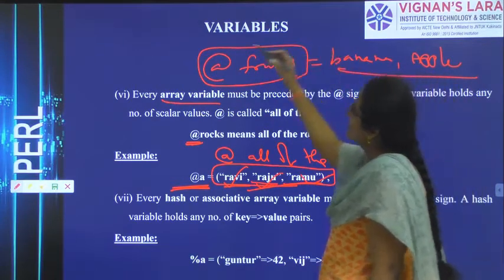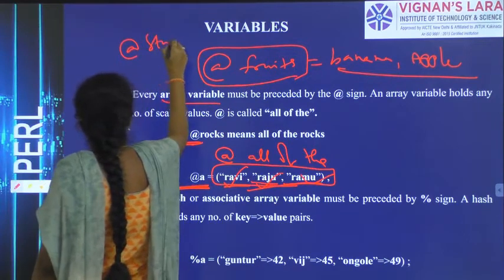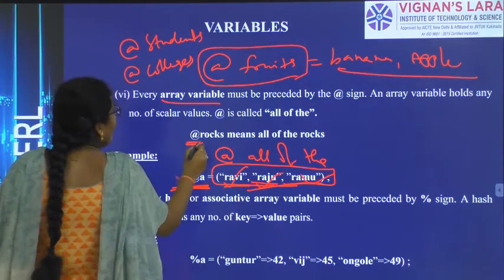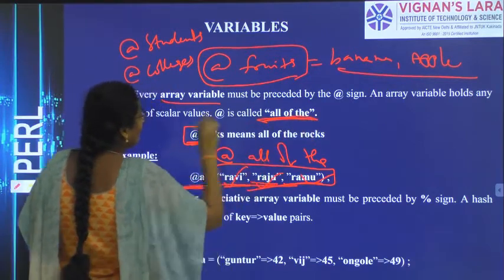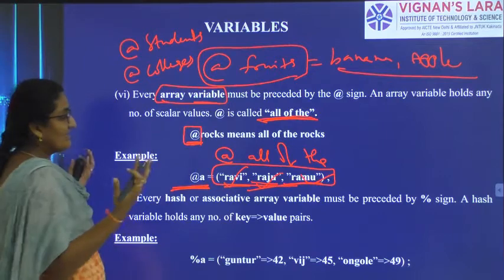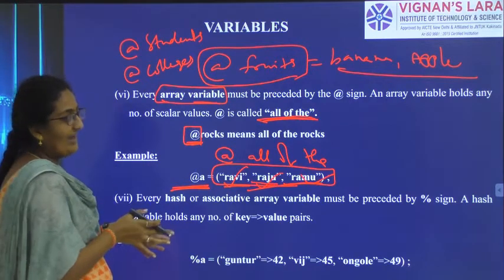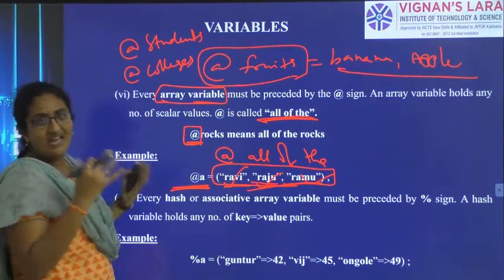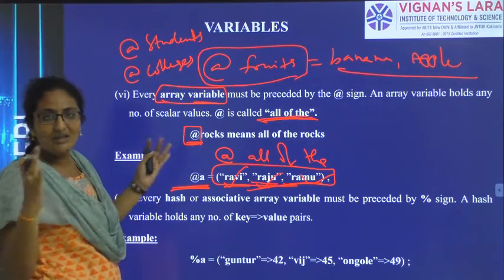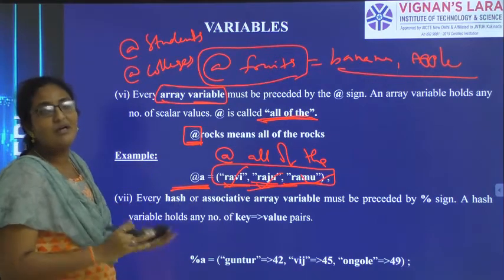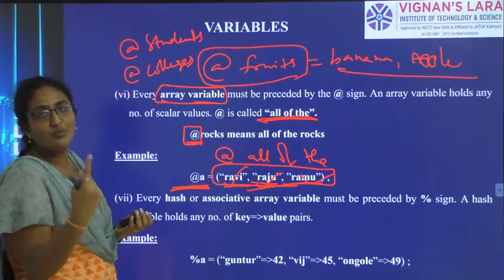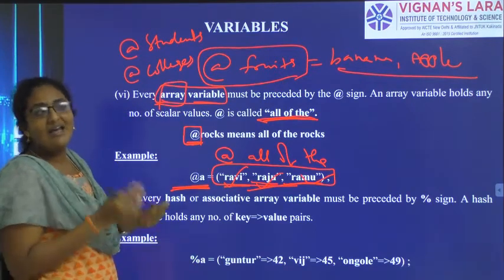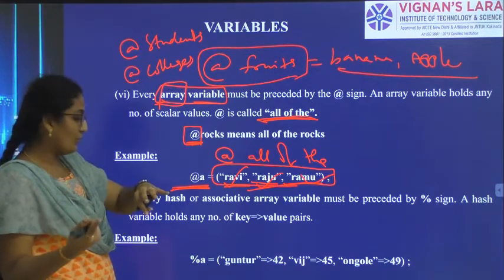We can have any type of fruits. In the same way, @students, @colleges. So we are using the symbol for all of the values. An array variable is one which can store similar group values. Fruits can be an array, students can be an array. All the fruits we can bring into one array, one group. All the vegetables we can bring into one group, one array. Array is specially used for grouping similar kinds of elements.